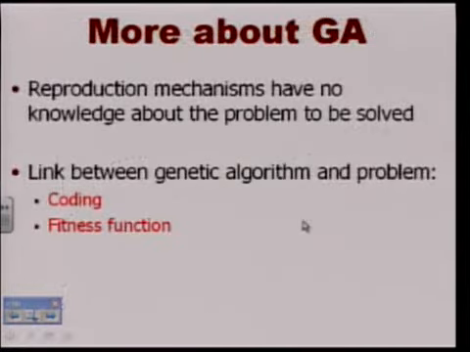Okay. And if you think about it, this algorithm is really just a modification of random search. Instead of purely random, you try to take advantage of some existing good solutions and try to do some combination from there. And the reproduction mechanisms have no knowledge about the problem to be solved. That might be a good thing or a bad thing. If you think that's good, it means it will be applicable to many engineering problems, you can always say, I download some genetic algorithm routine, I modify it to my problem, I run it and see what happens.